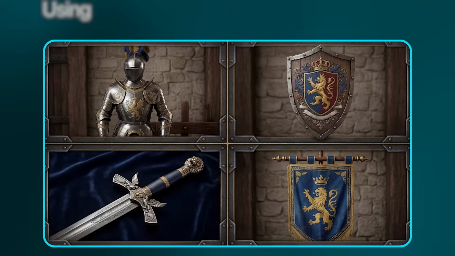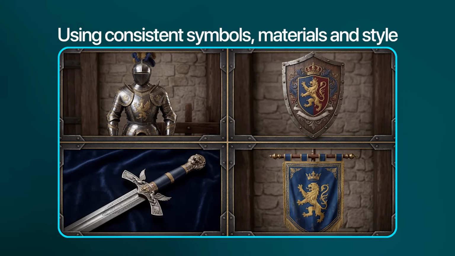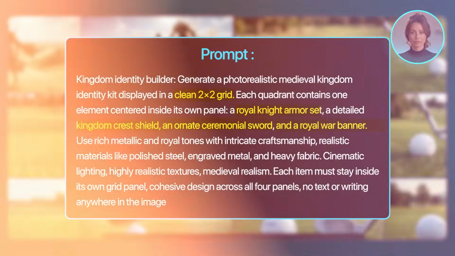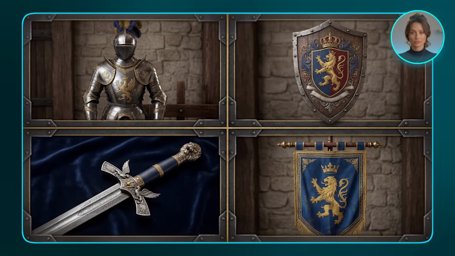Next, design a shared visual identity for a group. The goal is to create a set of items that clearly belong together using consistent symbols, materials, and style. Use a 2x2 grid prompt with 4 related objects. For example, armor, a shield, a sword, and a banner. When you generate it, each object will be different, but they will share the same colors, materials, decorative details, and lighting, so everything feels like it belongs to the same world.